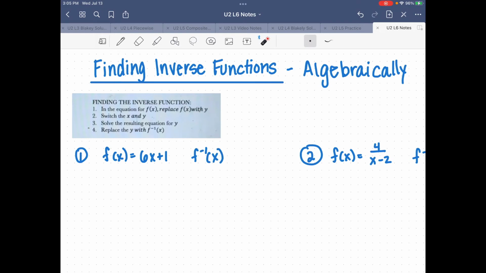So the process to finding the inverse function is, in the equation for f of x, we're going to replace f of x with y. Then we're going to switch our x and y. Then we're going to solve that equation for y, and then once we have the y alone, we're going to replace the y with f of negative 1 of x, which just means the inverse. So I have f of x is equal to 6x plus 1, and I want to find the inverse of that. So the first thing it says to do is to change my f of x with a y.